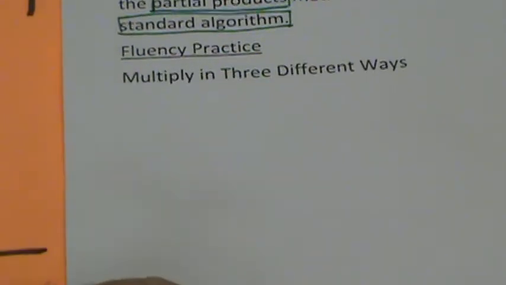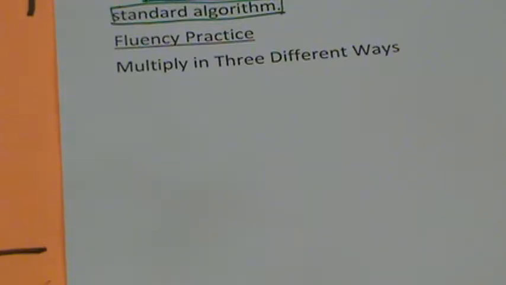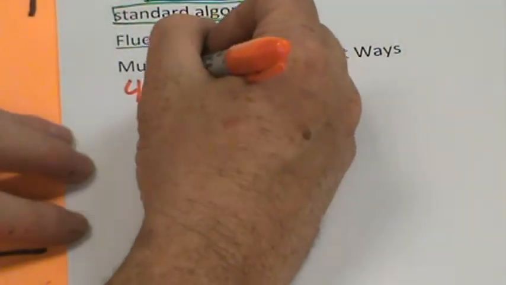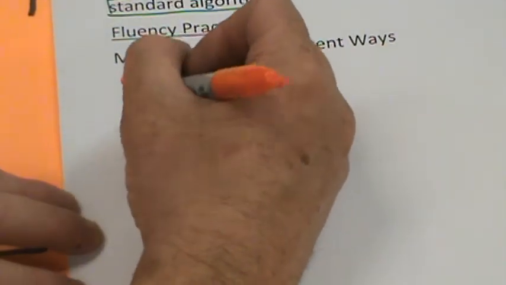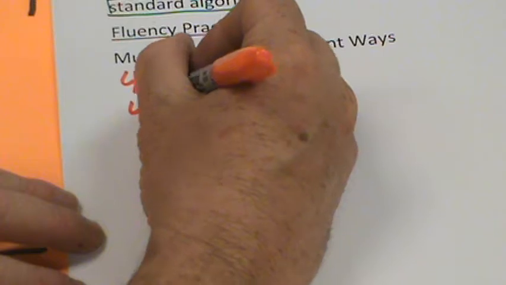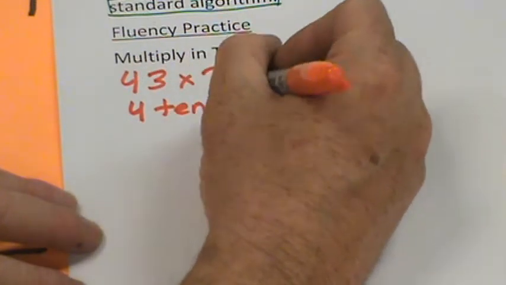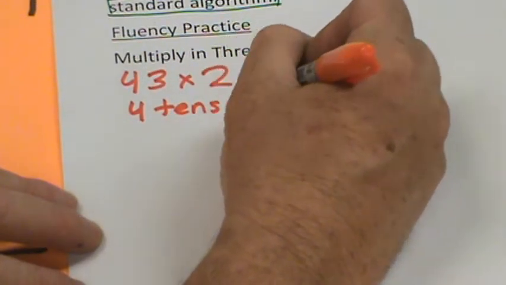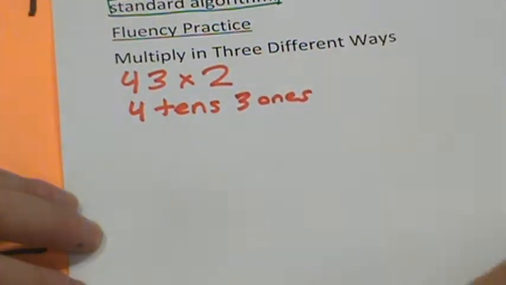Please follow along. I'm going to get an ink pen with a little more oomph. And we'll do 43 times 2. Go ahead and say that in your head with me, 43 times 2. We can also call this 4 tens, and write this down, please. 3 ones times 2.